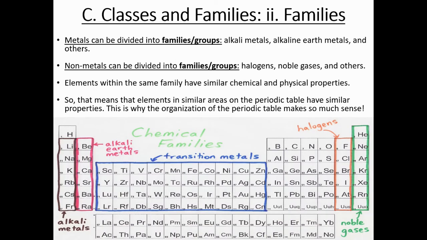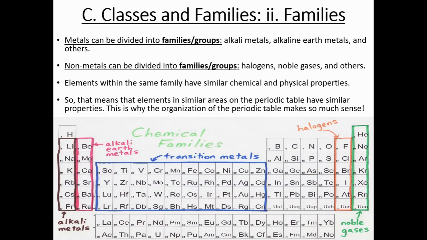So lastly, in our organization, we want to take a look at classes, at families. So classes were the major categories: metals, nonmetals, metalloids. But what I want you to get is that within those major categories, you also have subdivisions. So within the metals, there's some metals that are more similar to each other than other metals. You have these families of metals that exist. And within the nonmetals, you have families of nonmetals that exist. And they're very similar to each other. So that's how we sometimes call groups families as well.